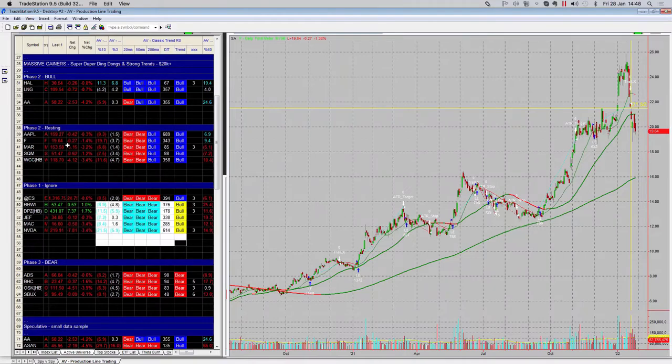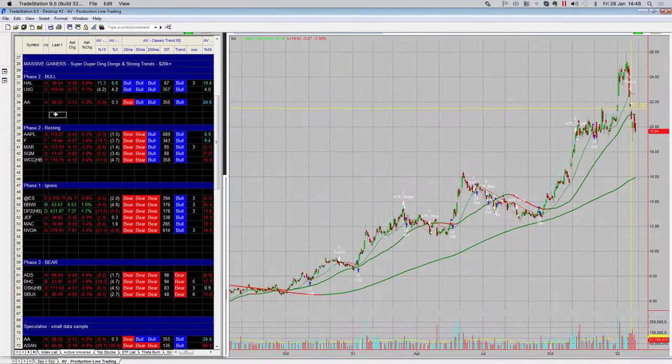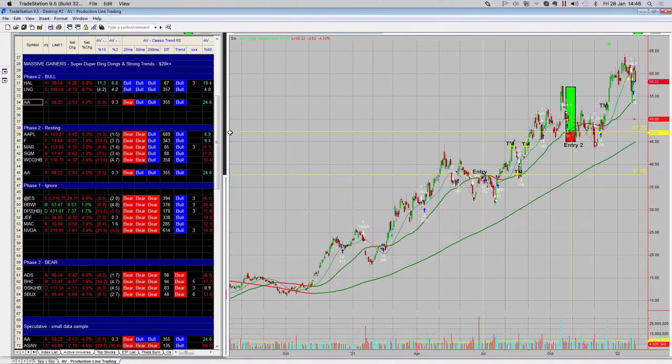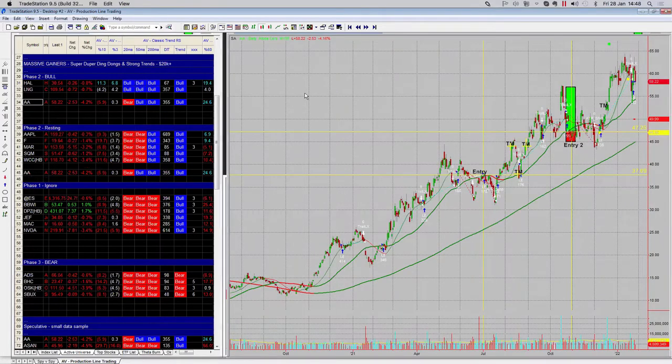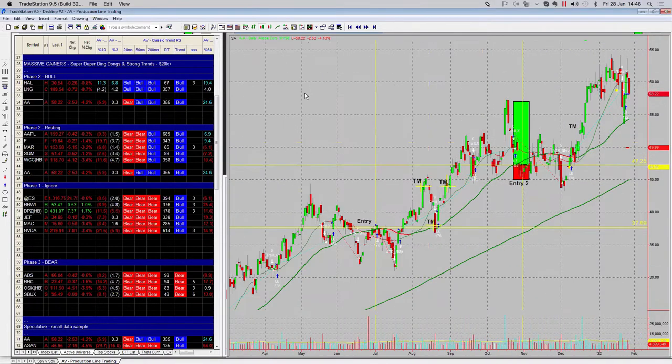But now that this is done, all I need to do is update and move AAA from resting phase two into, you know what, maybe I need to put a trade on. Maybe I need to go and put that trade on. Now I can look at the chart. Let's take a look at the chart. Let's see if there's anything for us to do. So now we can see that there is a trade potential on AAA.